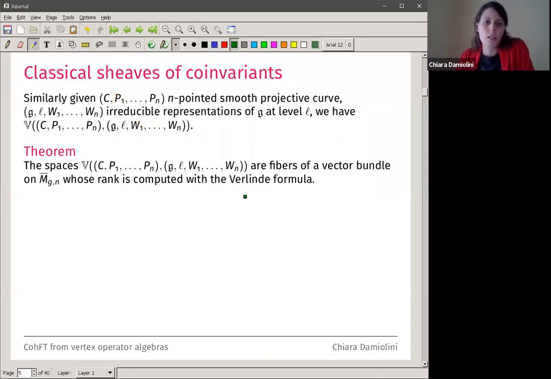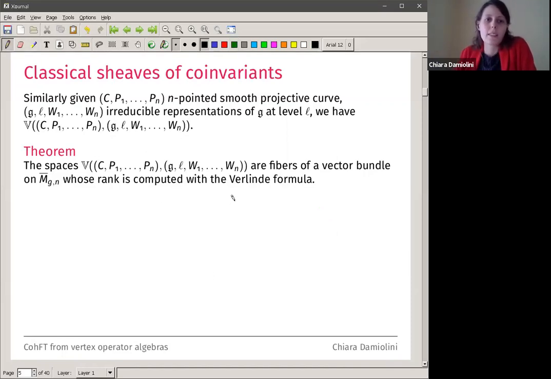And the upshot is that these spaces sort of fit together to define a vector bundle on the space M_{g,n} bar. And we can compute the rank. The rank was computed using the Verlinde formula. And I didn't write who to attribute this result because there are so many people who contributed. I would mention Tsuchiya, Ueno, Yamada, who defined these spaces, I would say, first, but there are contributions from many other people, and especially earlier results for genus 0 were already known by them.